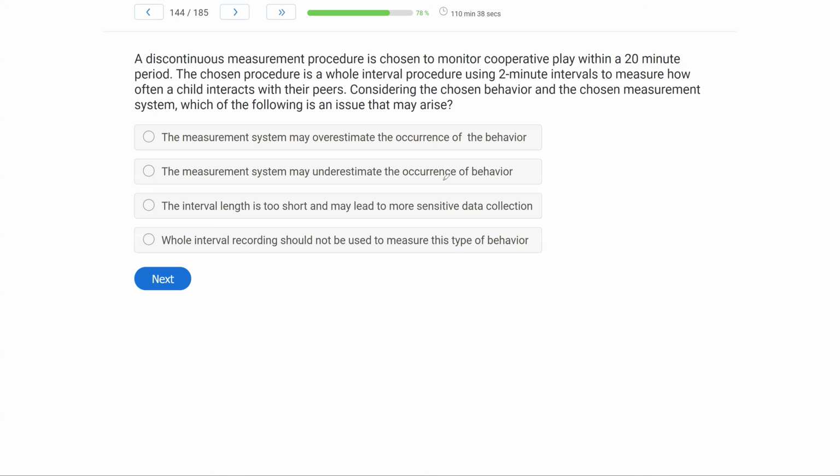So before we get into the answer choices, let's attack the question. We know we are using a discontinuous measurement procedure, which already causes issues because we're only taking a sample of behavior. Now we have a 20-minute period broken into 2-minute intervals. What jumps out at you about 2-minute intervals? Well, to me, they're quite long. The longer the interval, the less sensitive the data is going to be, especially with whole interval, right? Now, the behavior has to happen that entire 2 minutes to count. And so we have these issues that we're already predicting.